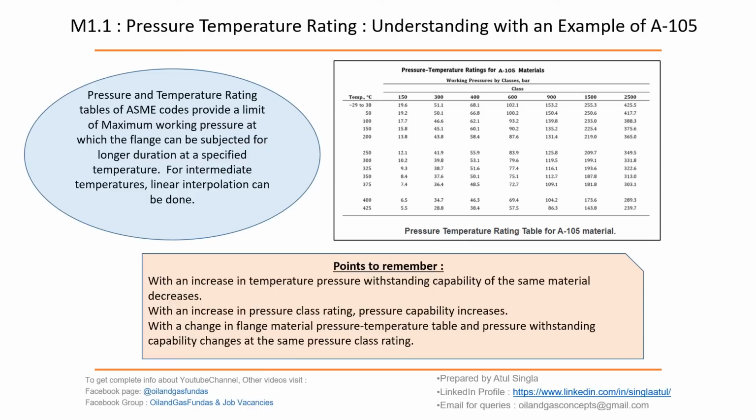With a change in flange material, the pressure temperature table and pressure withstanding capability change at the same pressure class. So if you change the material in the same pressure class, this will be different. That is what pressure temperature rating is all about, the ability of a material at a particular temperature and pressure, that we need to check. All these tables we can get in all the codes. These are the basic things which we need to keep in mind: increase in temperature, increase in pressure, how things are changing. This is mentioned here with an example.